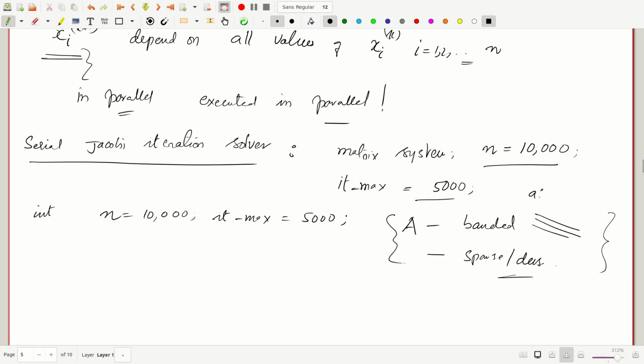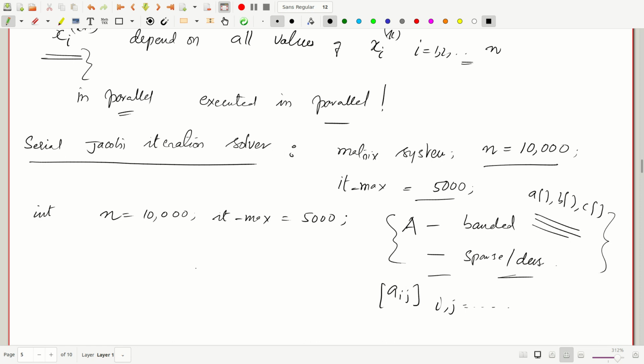You will have an array for A, array for B, and array for C, which are basically the main diagonal and the super and the subdiagonals. If it is sparse, then you need to store all the values of Aij somewhere. Fine. Okay. All right. Then let us see.